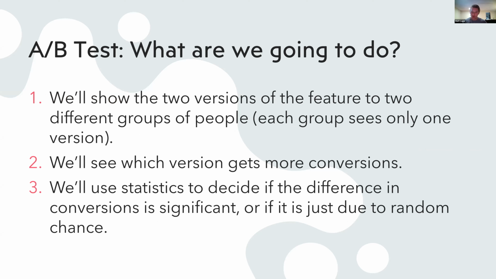And within each group, a certain number of people will click that button, and we'll see which version gets more conversions. Most likely, one group will get a few more than the other group. And then we'll use statistics to decide if the difference that we see is significant or if we think it's probably just due to random chance.